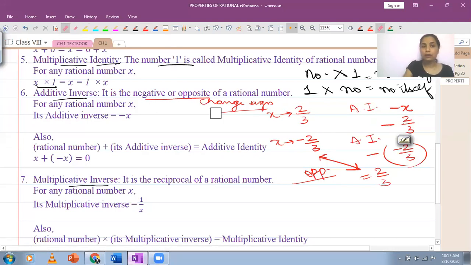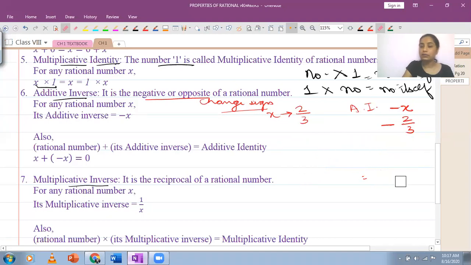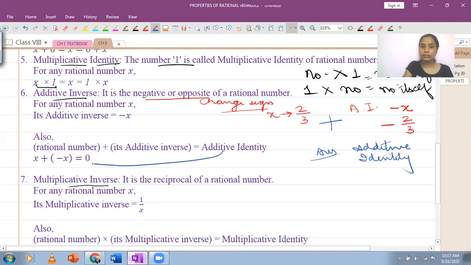एंड व्हाट स्पेशल अबाउट दीज इज अगर आप किसी भी रैशनल नंबर को उसके एडिटिव इनवर्स के साथ ऐड करते हो, रिमेंबर एडिटिव इनवर्स इज टू बी एडेड. So what happens if you take a rational number and add its additive inverse? The answer will be additive identity. And what was the additive identity? It's 0. Let me know if this is correct. Will it be true for any rational number? Yes, ma'am.